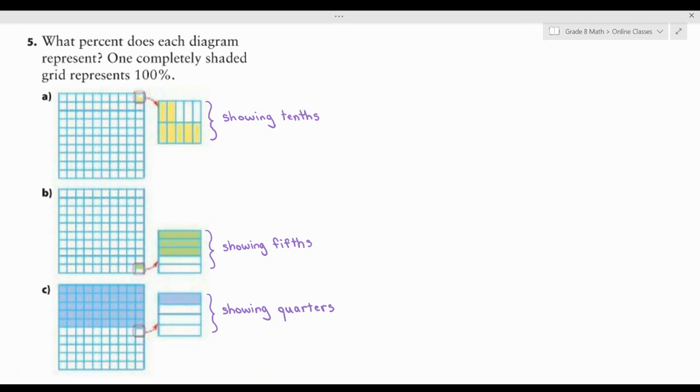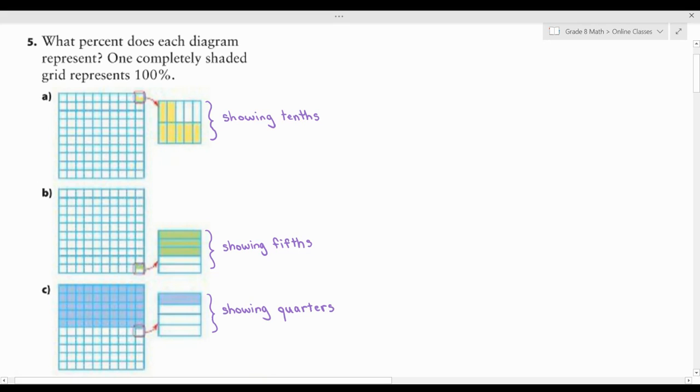The question says, what percent does each diagram represent? And a reminder, one completely shaded grid represents 100%. So these are using those hundreds grids to represent percentages. That goes back to our section on 4.1. For question A, you'll notice there's not really any shading inside this hundreds grid, except this little itty bitty part here. So what they do is imagine enlarging just this square of the grid, and they're showing you a more detailed picture here.